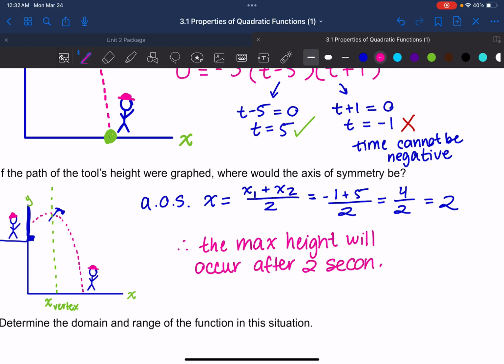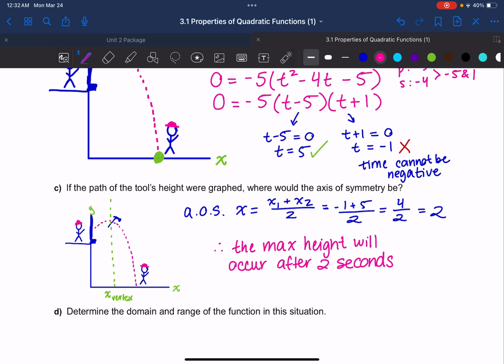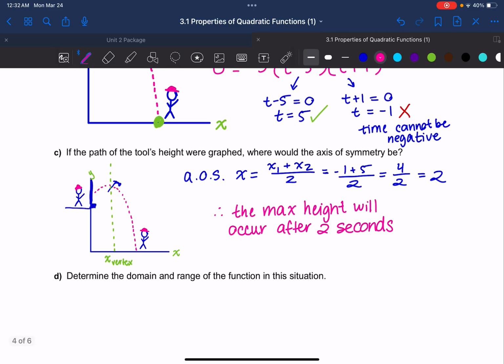So your axis of symmetry or your x value of the vertex, that's telling you when it's going to hit max height. Not what the max height is, but when is it going to happen? So in this case, I was able to determine it using my 2 zeros, and it is going to be after 2 seconds of being in the air. It will hit its maximum height.